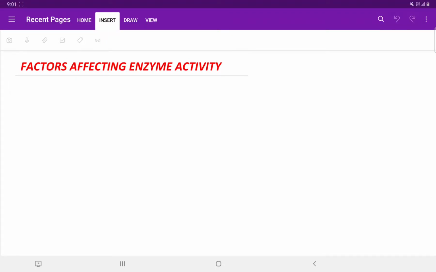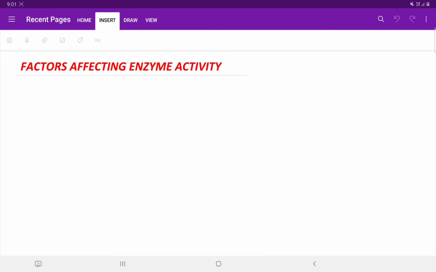Welcome students. So in today's lecture we shall be learning about the various factors that affect the enzyme activity. So basically this is the effect of enzyme and the various factors that govern the action of that particular enzyme. In order for a reaction to happen, there is a prerequisite of contact between the enzyme and substrate.